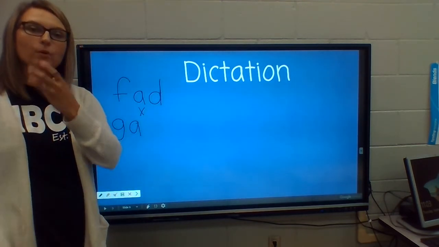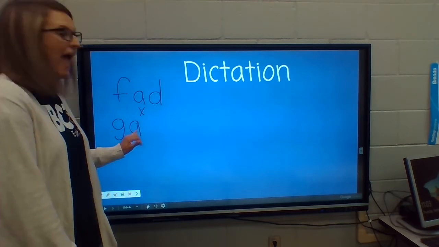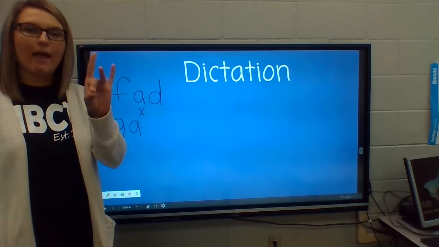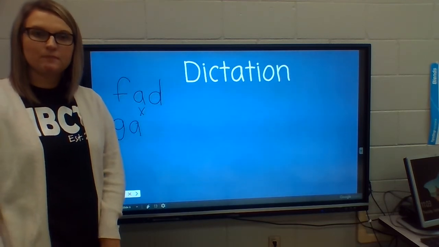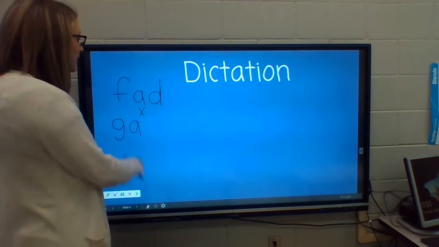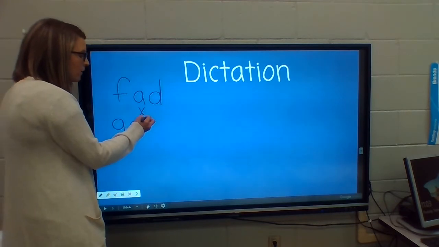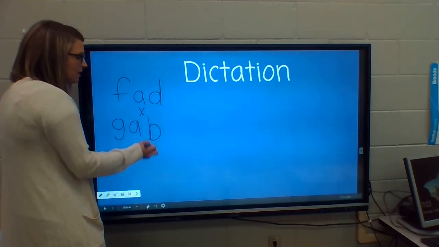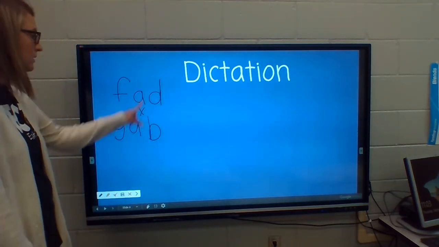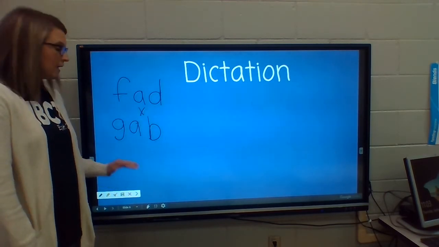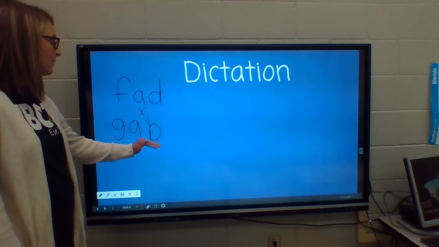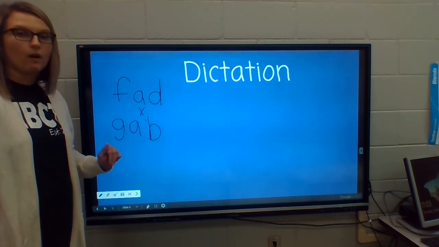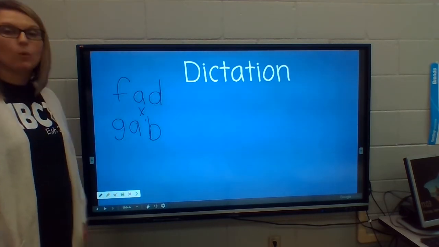Remember we hold up our apple when we're thinking of A? Ga. What's the last sound you hear? Gab. B. What makes that sound? The letter B. Now the letter B is different from the letter D. Remember, we do a stick and then a circle. All right, so you can see the difference between the two here. Ga, we slide it together. Gab. All right, we know this is not a slide, it's a word.